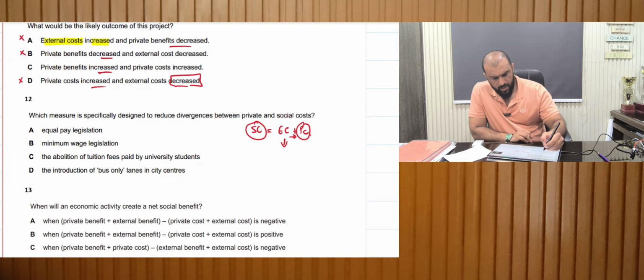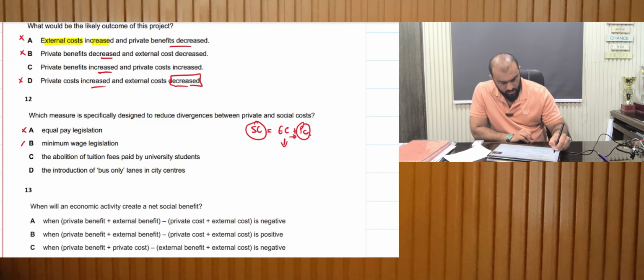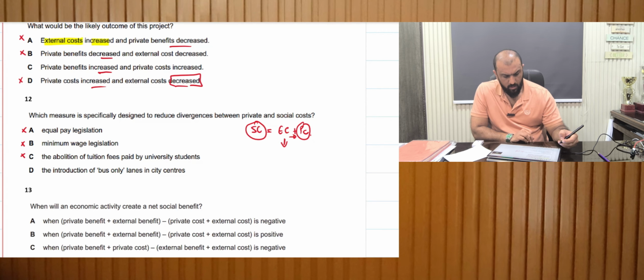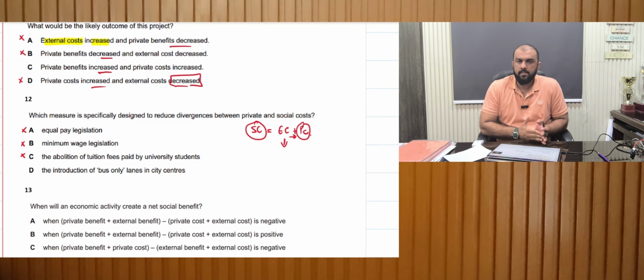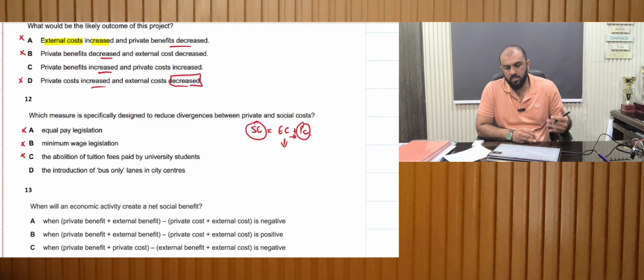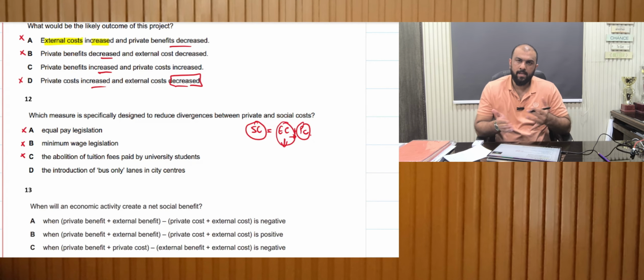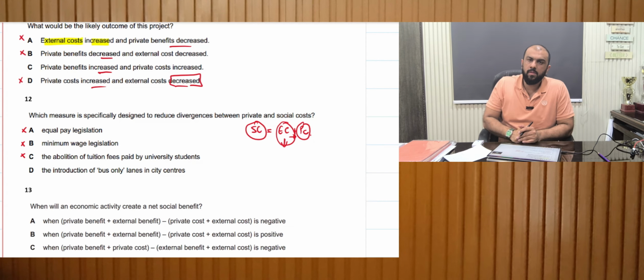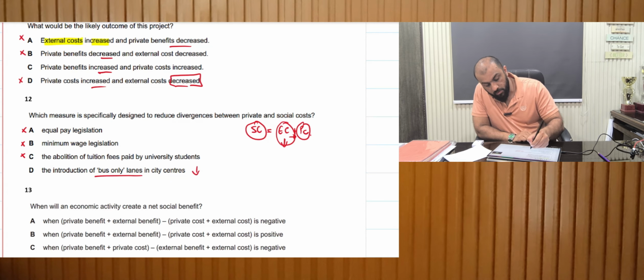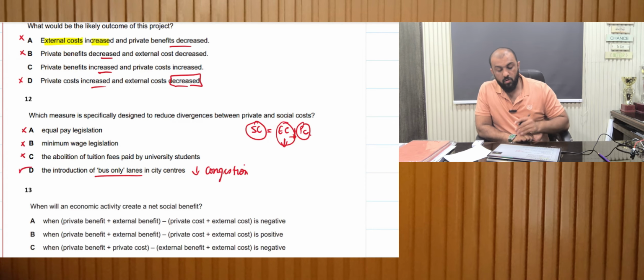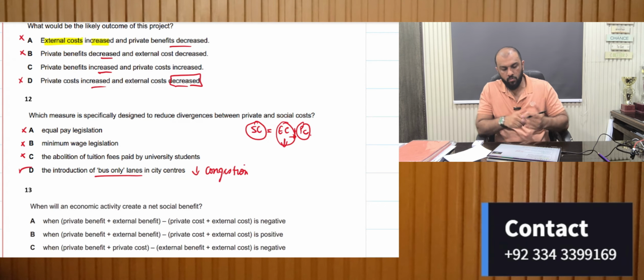Equal pay legislation, well, it has nothing to do with the external cost. Minimum wage, nothing to do with the external cost. Abolition of tuition fees paid by the university student, nothing to do with the external cost. Introduction of bus only lanes in the city centers. Now, if there are only bus lanes, there won't be any traffic jams or traffic congestion, so the external cost is decreasing. And as I discussed earlier, there would be two answers. Either the external cost is decreasing or the external cost is being internalized, which means that the producer is bearing those external costs. So introduction of bus only lanes in the city center would reduce traffic congestion, and once the congestion has reduced, voila, your social cost and private cost would now become closer, right?